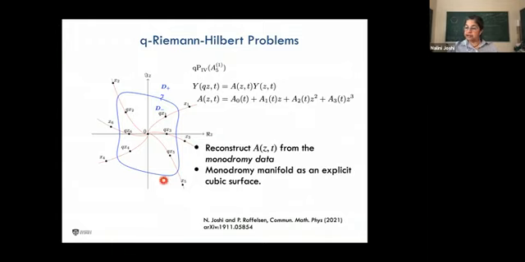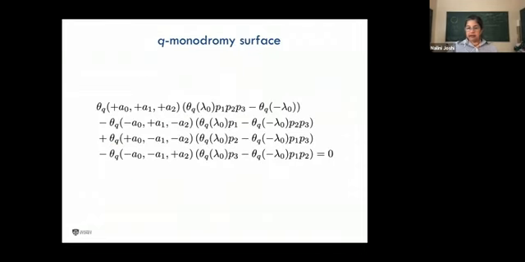And now the jump condition is a closed contour satisfying certain conditions. We can show that the Riemann-Hilbert problem has a unique solution, and that we can write down the monodromy manifolds as an explicit cubic surface. And this just appeared in Communications in Mathematical Physics earlier this year. And I couldn't resist showing you the cubic surface that you get. You can see it's cubic.